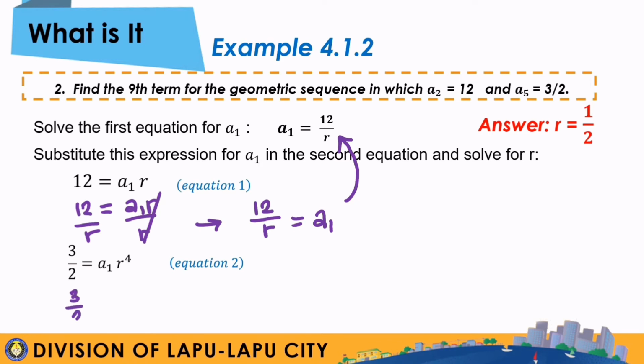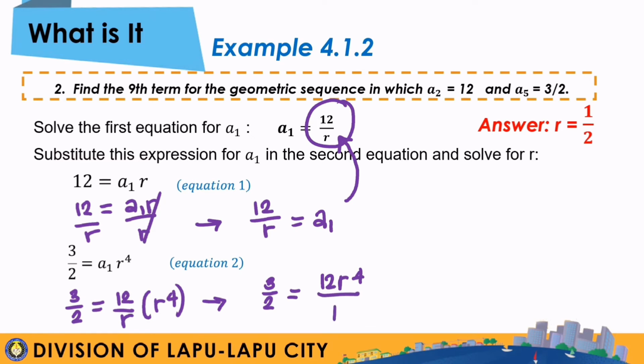So we have 3/2 equals our first term is 12 over r. So let's substitute the value, and then we copy r to the exponent 4. Next, copy 3/2 equals 12 times r to the exponent 4. Just copy that, and then copy the denominator. And then in this case, we can simplify the variable. So we can subtract 4 by the imaginary 1 here. So that results to 3/2 equals 12 times r cubed.